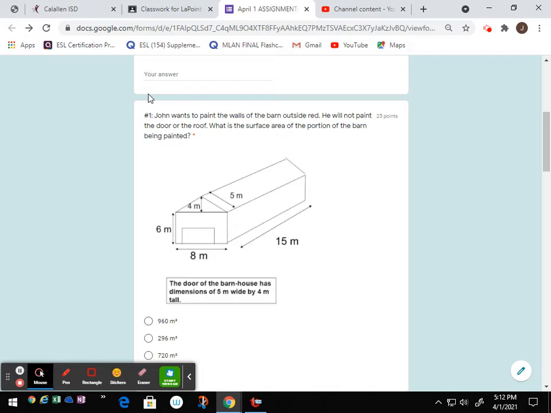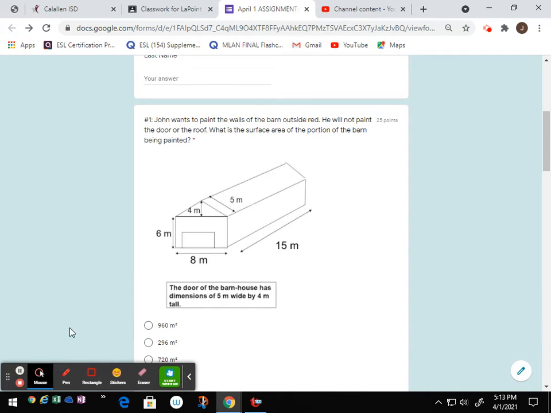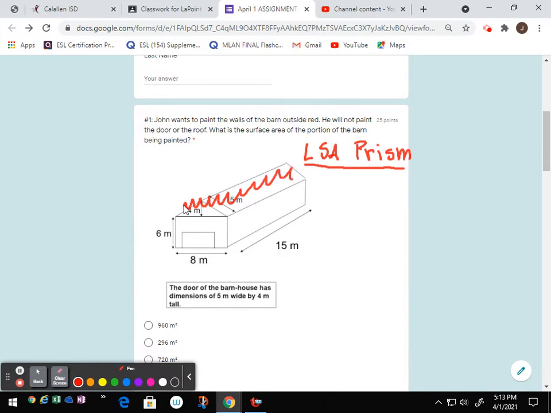All right. So, as we can see, we are not going to be painting the roof or this door right here. So, these two will not have paint on them. Okay, we are only painting the outside portion, so we're talking about just the lateral surface area of just the rectangular prism. So what I'm going to write is lateral surface area, LSA, for a prism. Now, if we're not going to be painting the roof, we do not have to worry about this triangular prism whatsoever. So I'm just going to scratch all that out.